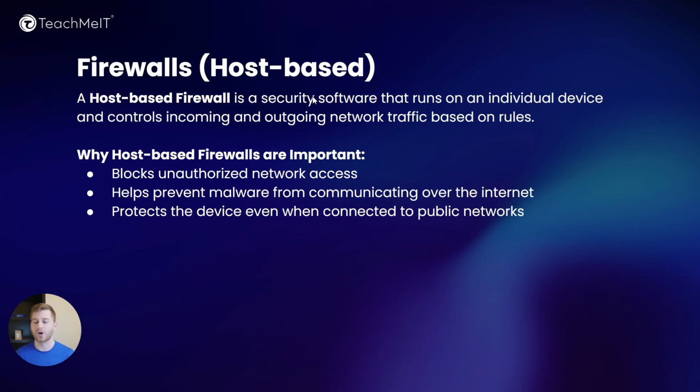Next we have firewalls, and a firewall is essentially security software that runs on a specific device, and it controls incoming and outgoing network traffic. For example, we could have a firewall on a server, or on another device, and these different types of firewalls just help block unauthorized network access. They could potentially help prevent malware from getting onto the internet and into our network. And they might even protect devices when connected to public networks if the firewall is properly configured.